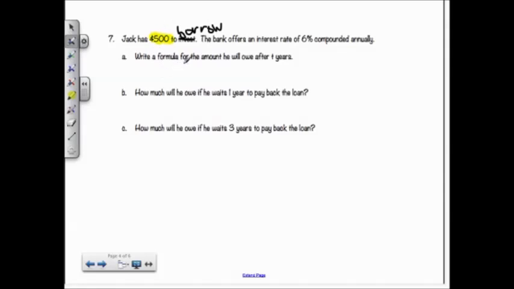So let's skip through A and let's do question B. How much will he owe if he waits 1 year to pay back the loan? Now, if you remember from the last video, we said that we could multiply 500 by 6% and then add an additional $500 on to figure out the total amount. Or I could just multiply by a whole and another 6%. So that tells me the total amount that he owes. So if you multiply that through, Jack would have to pay $530 to pay back the loan. All right.